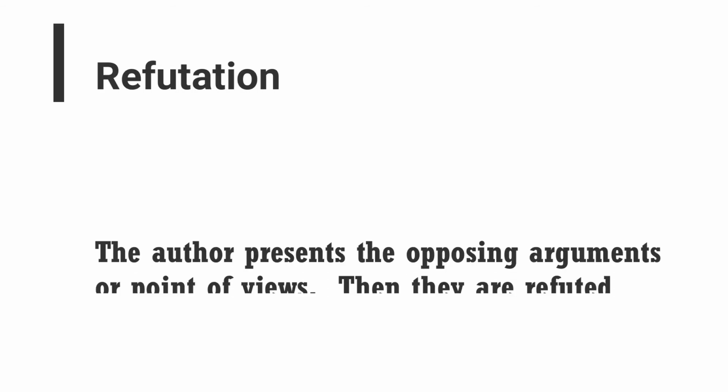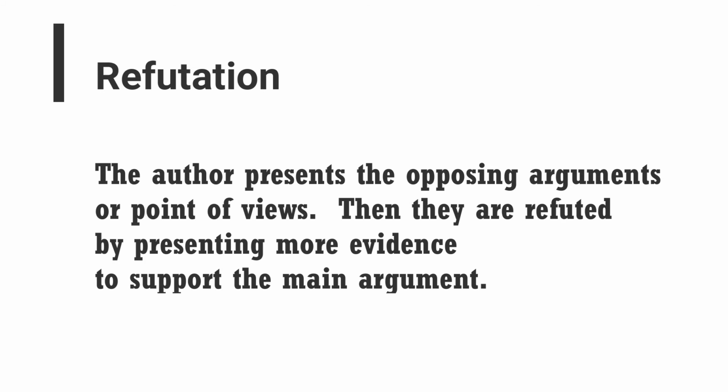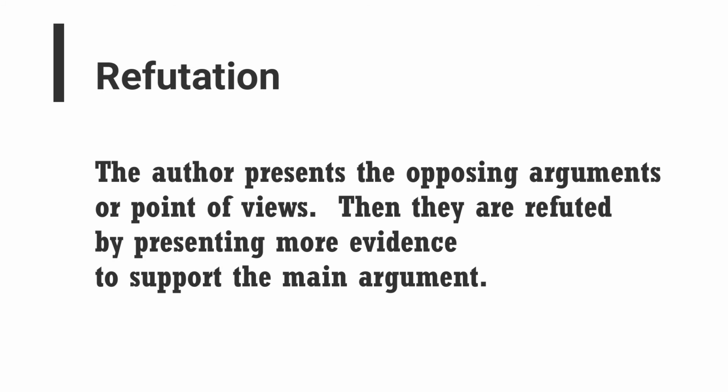After stating the main arguments, an argumentative essay will proceed to refutation. At this stage, which is also called a contrast or alternate point of view, the author will present the opposing argument or point of view. These contrast views are then refuted, that is, ideas are countered and weaknesses are highlighted by presenting more evidence to support the main argument.